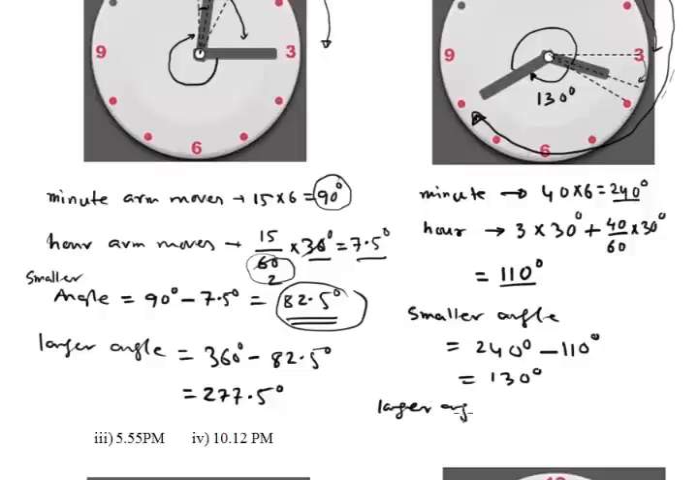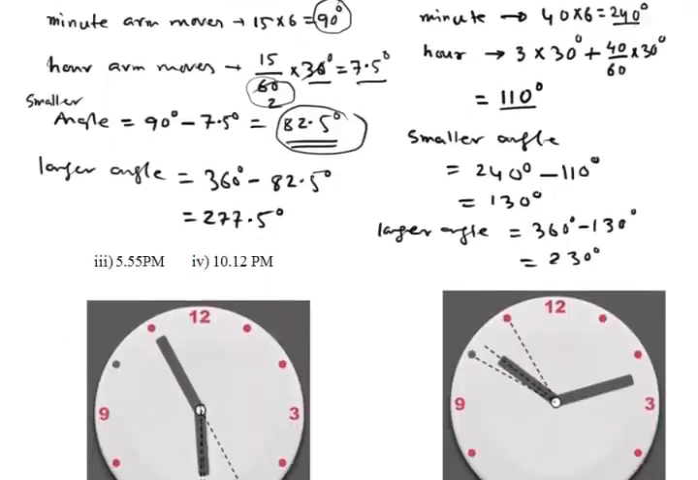Larger angle will be 360 minus 130. So it will be 230 degree. So this larger angle is 230 degree. Let us do two more examples.